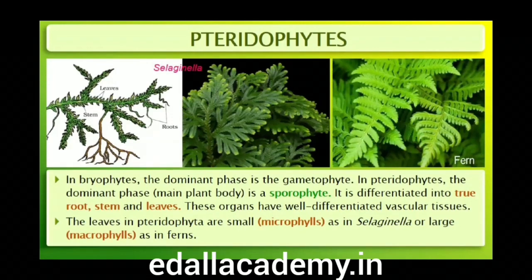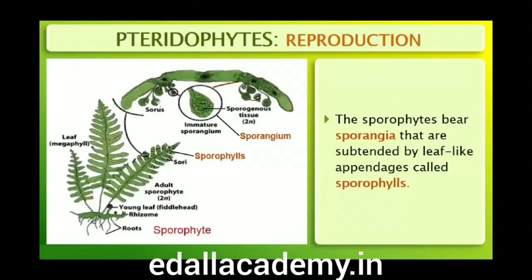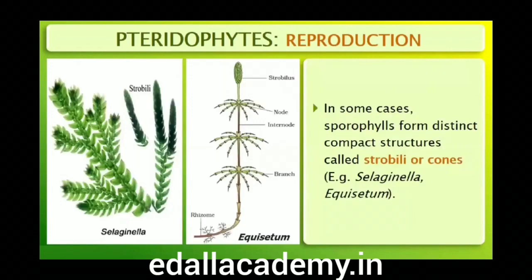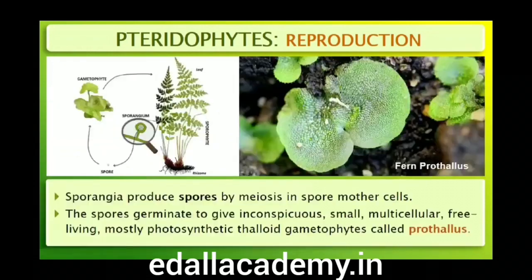The leaves in Pteridophyta are small, microphylls, as in Selaginella, or large, macrophylls, as in ferns. The sporophytes bear sporangia that are subtended by leaf-like appendages called sporophylls. In some cases, sporophylls may form distinct compact structures called strobili or cones, as in Selaginella and Equisetum. The sporangia produce spores by meiosis in spore mother cells.